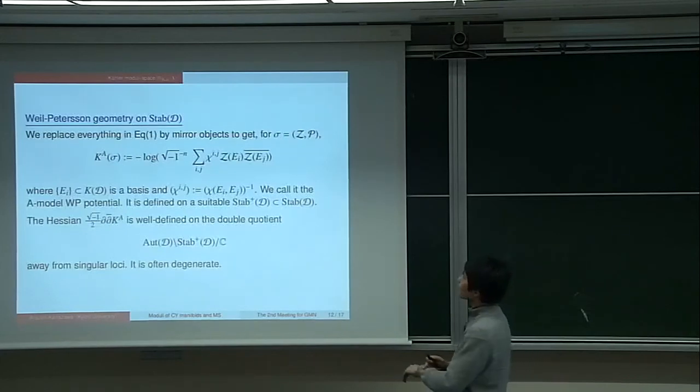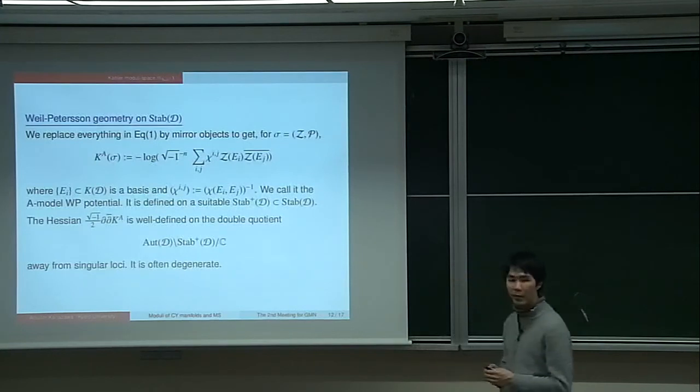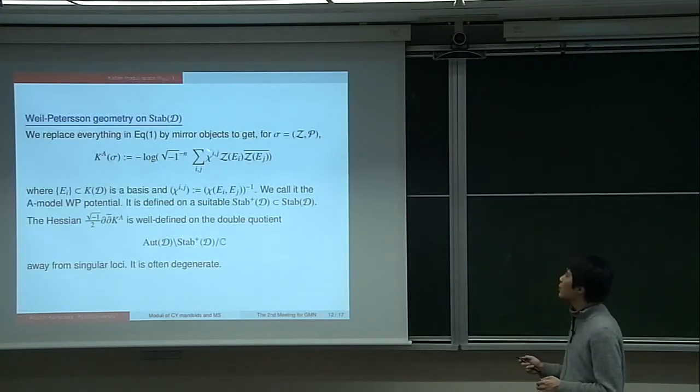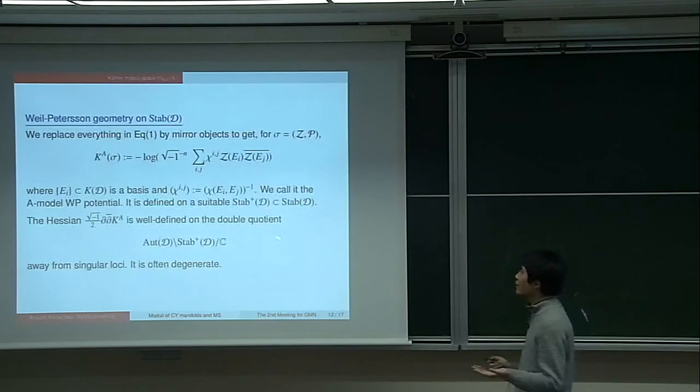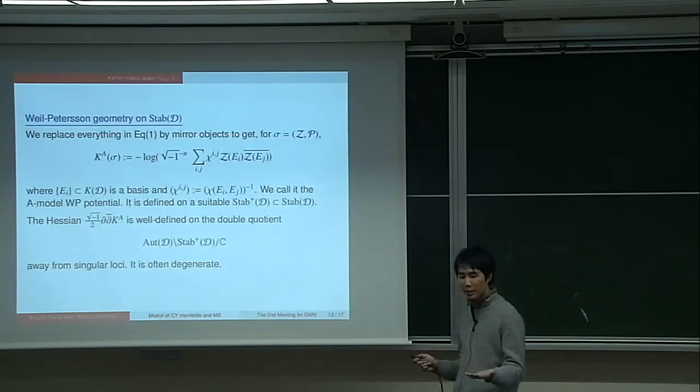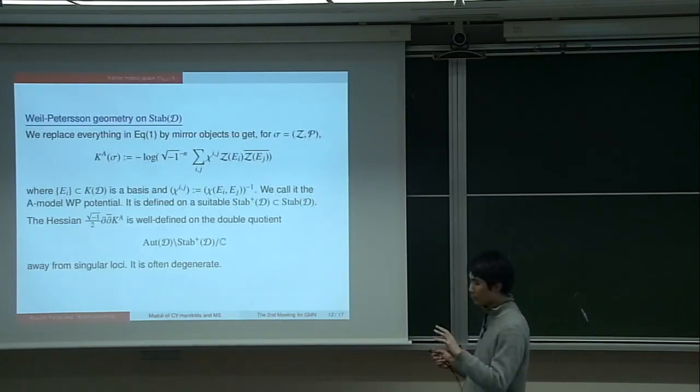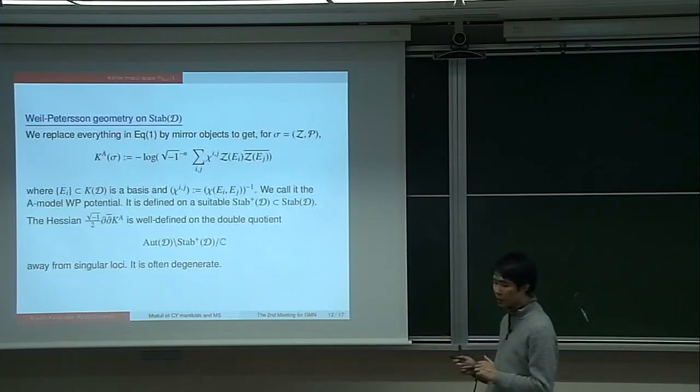I cheated a little bit, but it is defined on a suitable subset of the stability conditions. For example, we wanted this part to be positive because I wanted to take the log of that one. So there are some conditions like Riemann's bilinear relation, some conditions to cut out a suitable subspace.